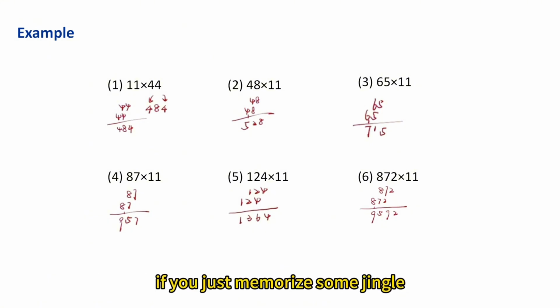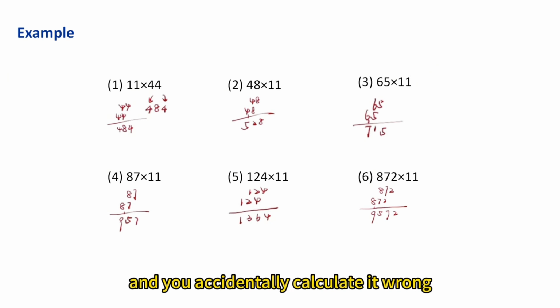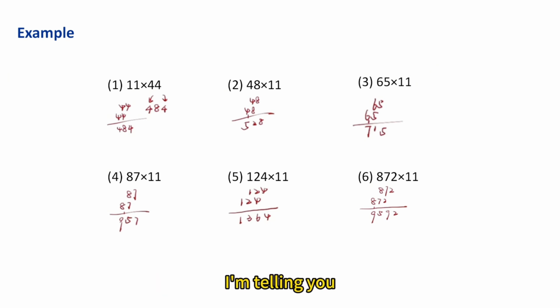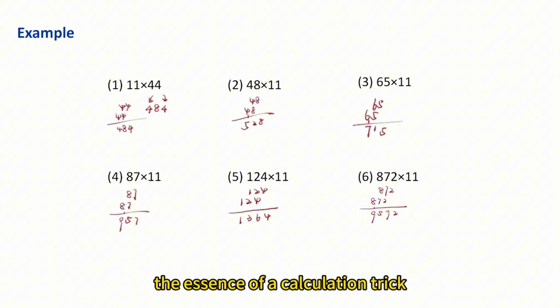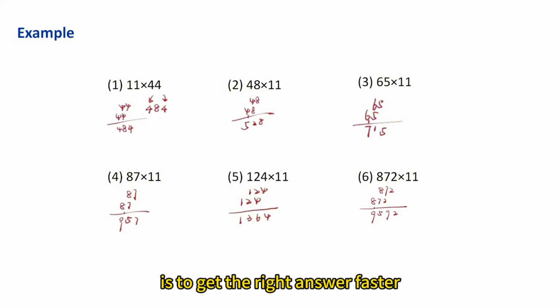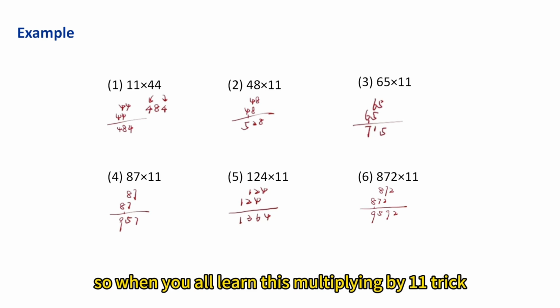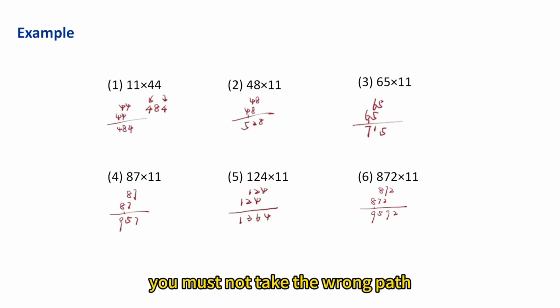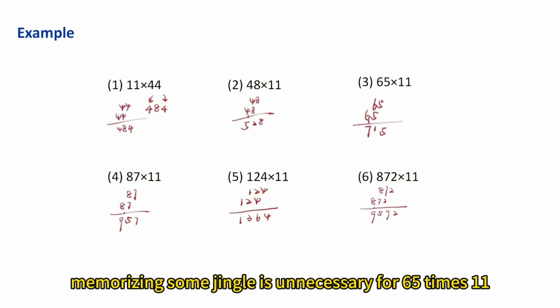You see, if you just memorize some jingle and you accidentally calculate it wrong, I'm telling you, you'll have no one to blame. The essence of a calculation trick is to get the right answer faster. We can't change that goal, okay? So when you all learn this multiplying by 11 trick, you must not take the wrong path, okay? Memorizing some jingle is unnecessary.